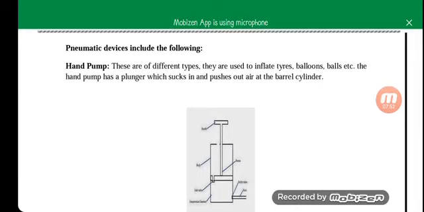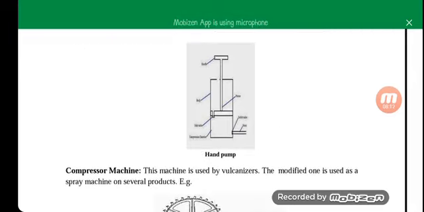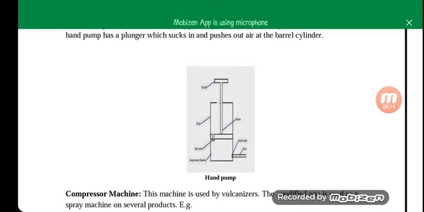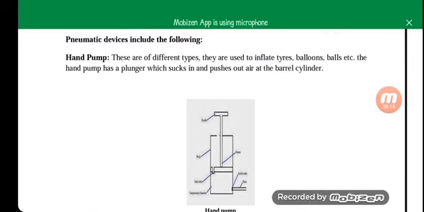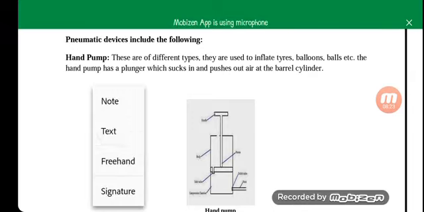Now, pneumatic devices. You have the hand pump. These are different types. They are used to inflate tires, balloons, and balls. As you can see from the diagram, all they need to do is attach what they want to inflate, then apply pressure at the topmost part, and while they apply the pressure up and down, what they want to fill is getting filled.